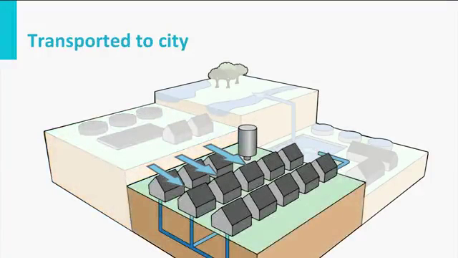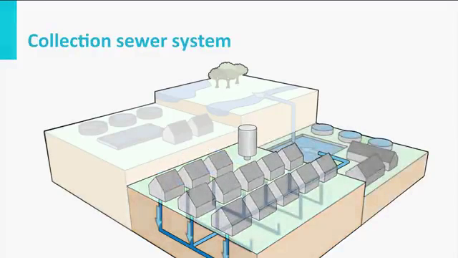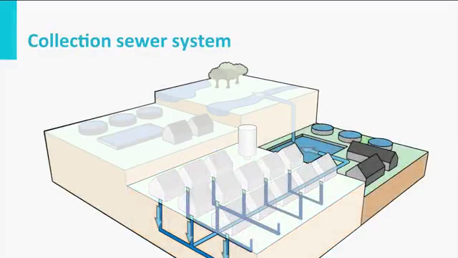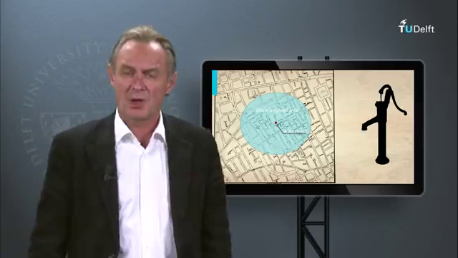Afterwards, the water is transported to the city and distributed via a piped network to households, commercial buildings, public entities and small industries. After usage, the water is collected in a sewer system and transported to a wastewater treatment plant where the water quality is improved for discharge into the receiving water bodies as a source for drinking water production.